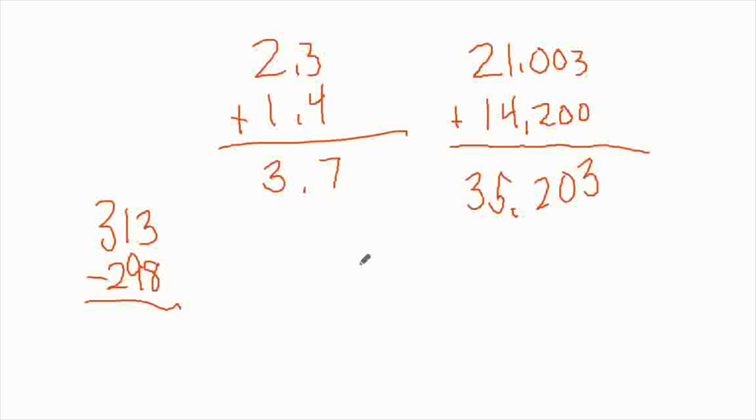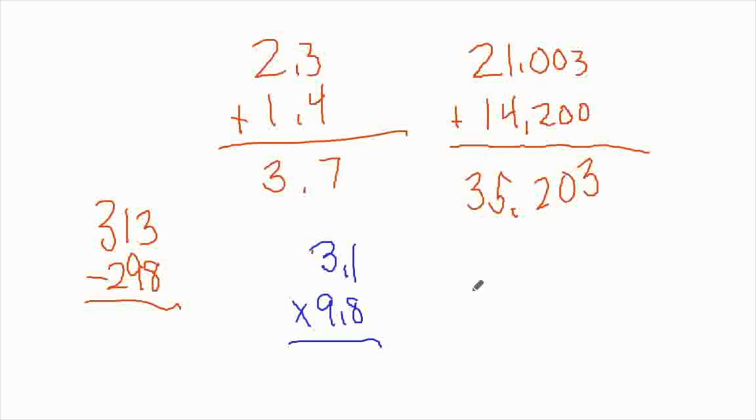Likewise with multiplication and division, if you're multiplying two decimals, like let's say 3.1 and 9.8, my recommendation is that you ignore the decimals temporarily.